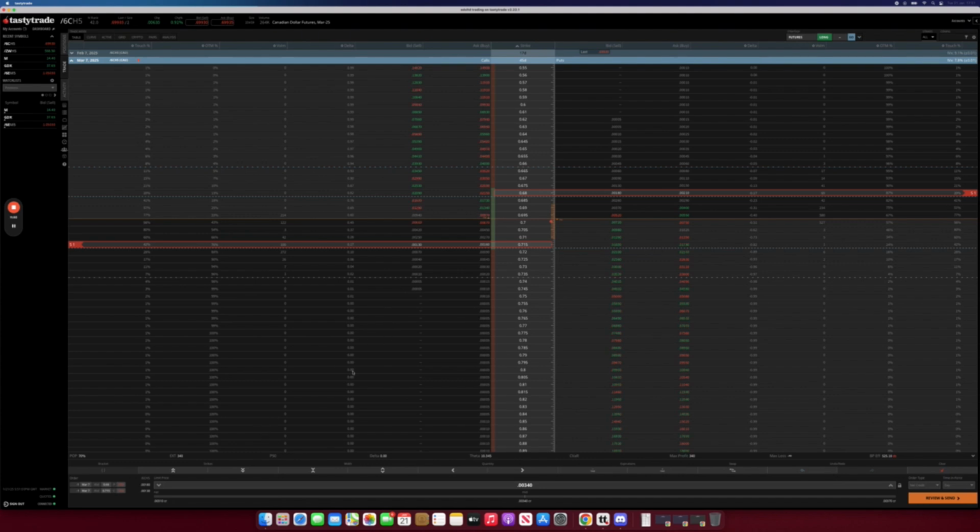Now, what's our compensation on this trade? If we look here in the bottom middle, this is our mid price. This is the price that we would be looking to get filled at, 0.0034. Off the top of my head, I believe the contract multiplier for the Canadian dollar futures is 100,000. However, for every futures contract, it is slightly different. Futures are much bigger products than equities.